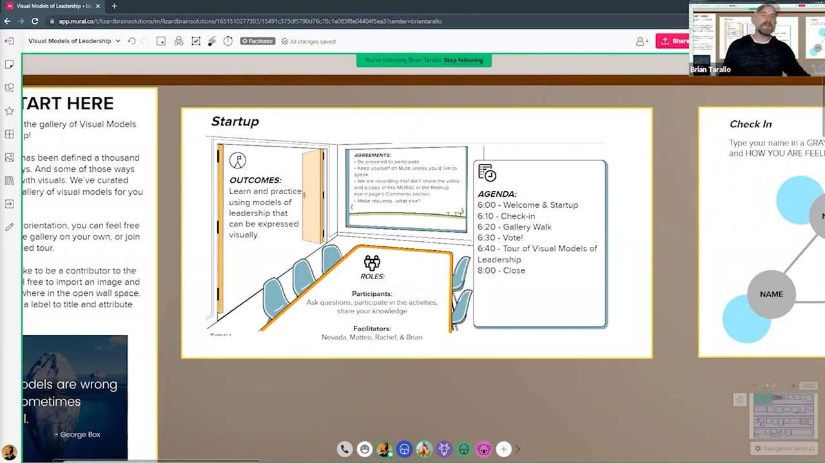A couple of agreements: please be prepared to participate. Keep yourself on mute unless you want to speak. In fact, we will keep an eye on the participant window, and if we see you go off mute, we'll take that as a sign that you've got something to say. For example, Casey. No, just kidding. So we'll keep an eye on the mute button, and if you go off mute, we'll take that as a sign that you want to say something.